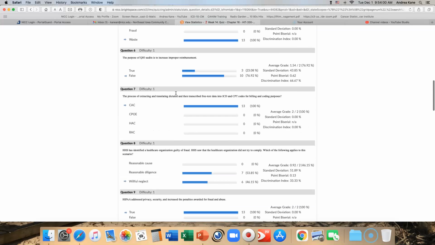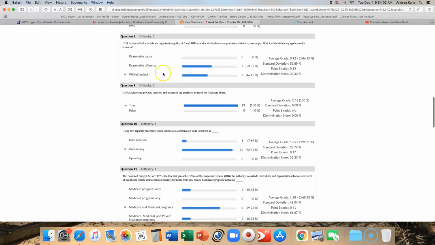Next one I want to talk about is number 8. And this is where HHS has identified a healthcare organization guilty of fraud. HHS saw the healthcare organization did not try to comply. They did not try to comply whatsoever. So which of the following reasonably applies to this scenario? Well, if they did not even try to comply, they can't argue reasonable cause or reasonable diligence. It has to be willful neglect.